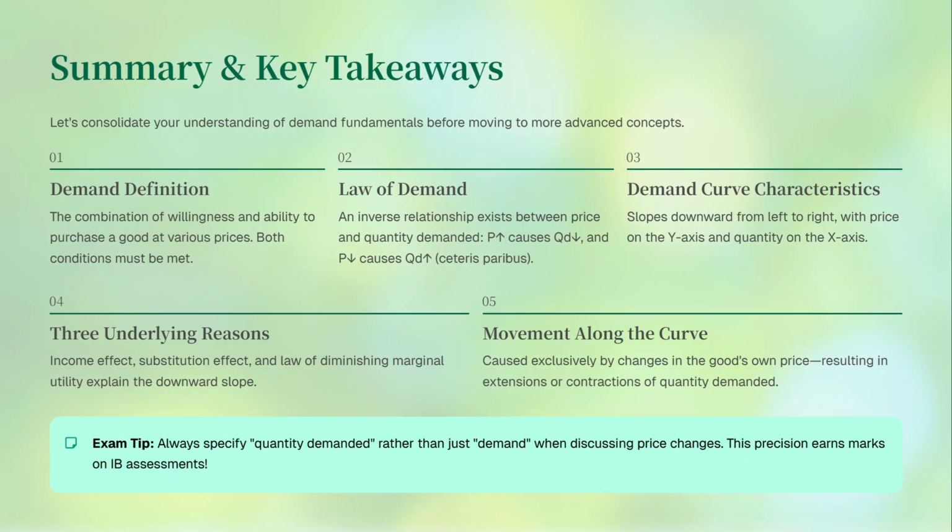Let's quickly recap. Demand is the willingness and ability to buy a good at a certain price. The law of demand states that there is an inverse relationship between price and quantity demanded, ceteris paribus. This is shown by a downward sloping demand curve. The curve slopes down due to the income effect, the substitution effect, and diminishing marginal utility. A change in the good's own price causes a movement along the curve. This is the first block of market analysis.